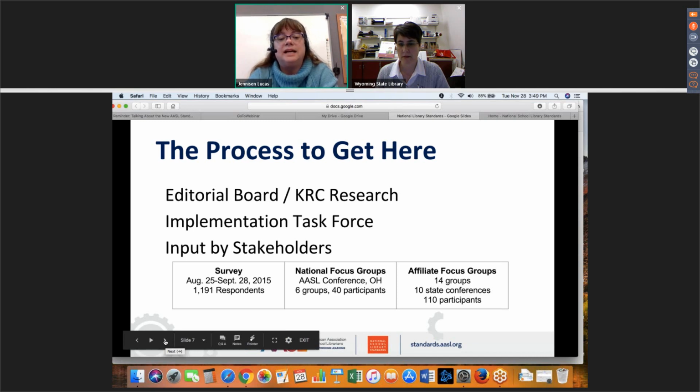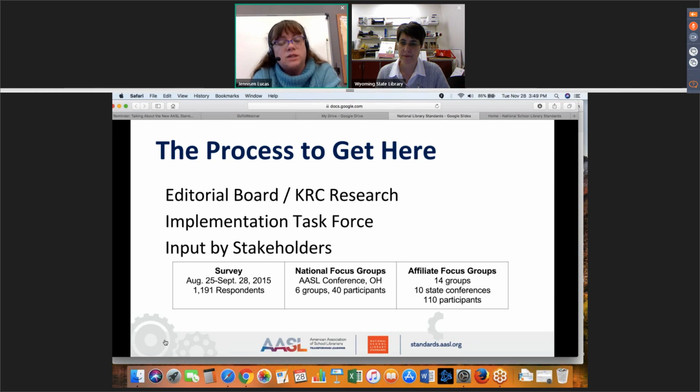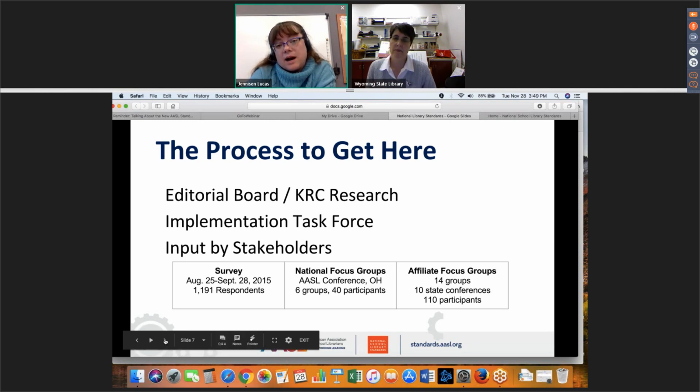They also looked at the previous standards for library. They also looked at other disciplines' standards, like social studies standards, Common Core standards, science standards, so that they could be using some of the same terminology as the other standards. So that when we talk about our standards with other people, we're using similar language already, which I thought was awesome.